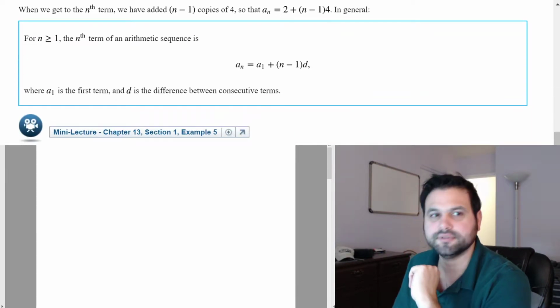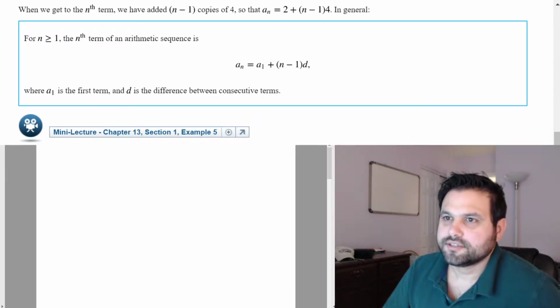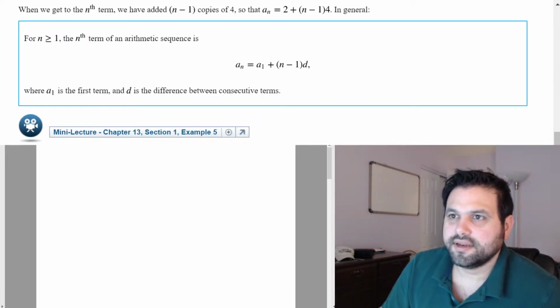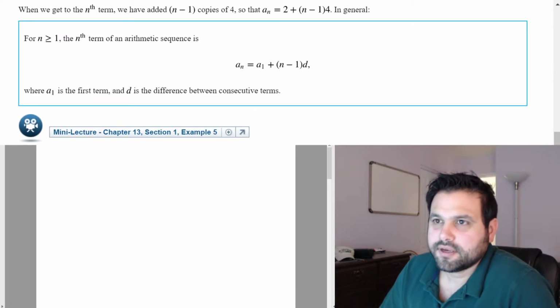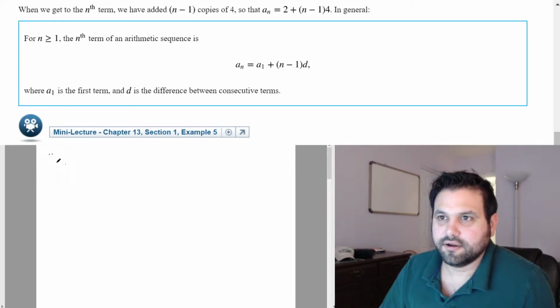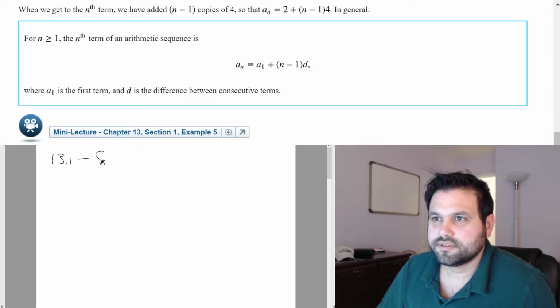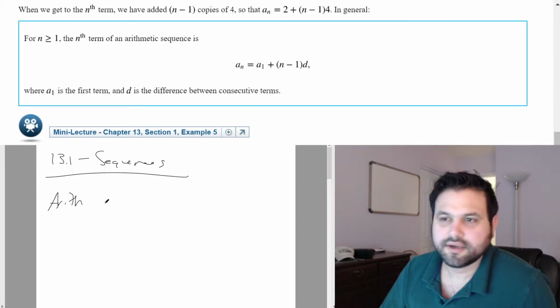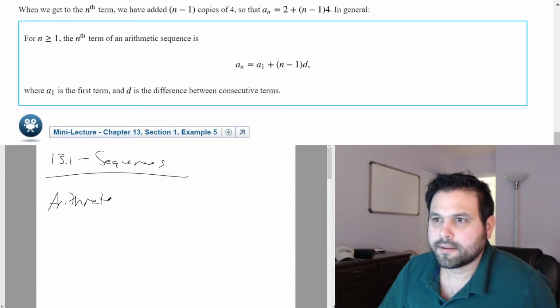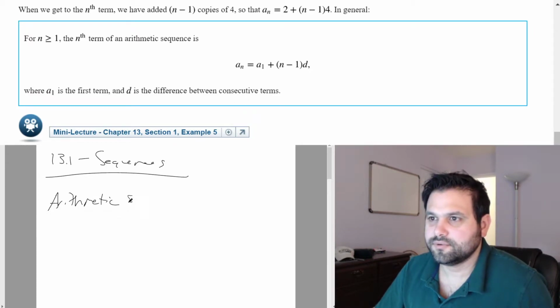All right. So here's the real stuff we want to know. How do we write these sequences? So we are in 13.1, sequences. And the first type of sequence we're going to talk about is an arithmetic sequence.